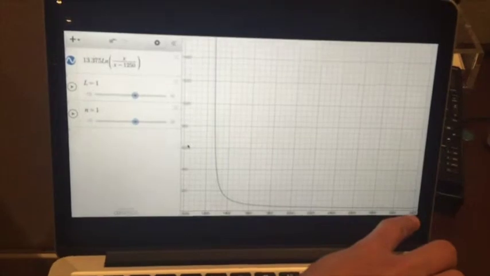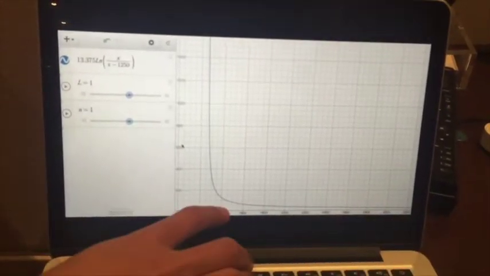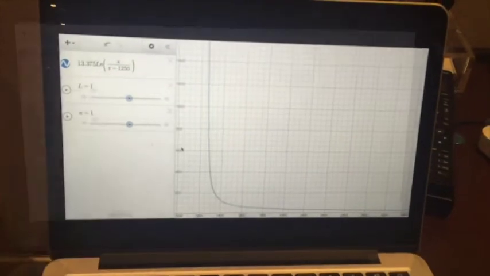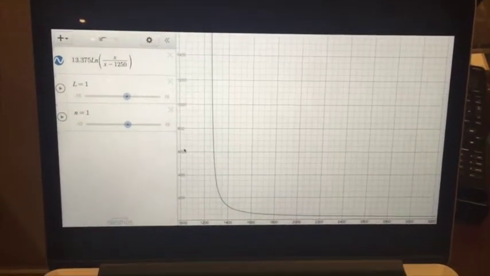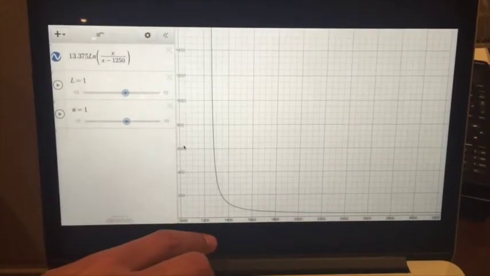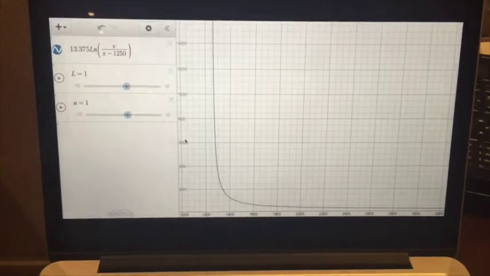So the more money you pay, the less years it's going to take. The less money you pay, the more years it's going to take to complete the payment. The reason why it starts at 1,250 is because it's the least amount you can pay. So that's why it's from there to the right.